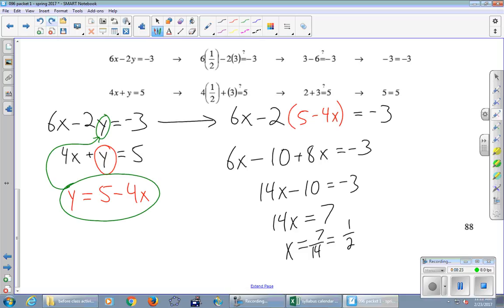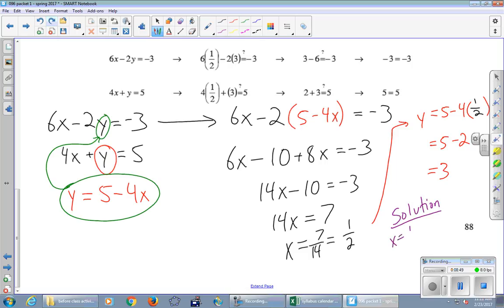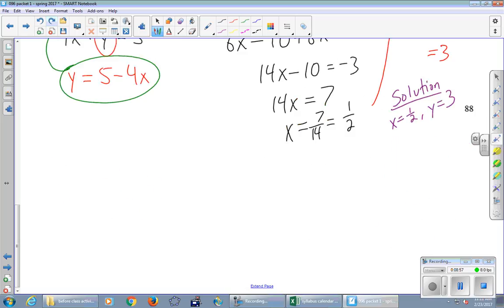So I'll do this one in red again. Y equals 5 minus 4 times 1/2 that we just calculated. 4 times 1/2 is 2. So we get y equals 3. So write your final solution either x equals 1/2, y equals 3, or you can write it as an ordered pair. 1/2, 3.